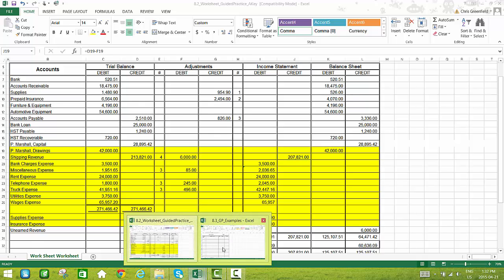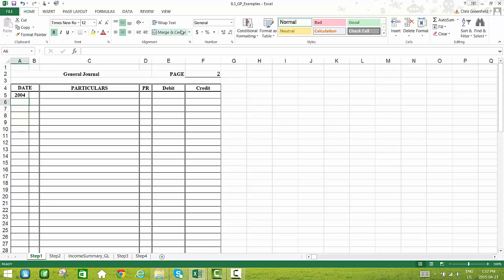So we're going to go to our journal page, and this is the month of December, where all of these are on the last day of the fiscal year. So they will all have the same date. So as I said, we need a debit to our revenue accounts. The only revenue account we have is shipping revenue. So we're going to do that. That is going to be our debit, and that's for $207,821.